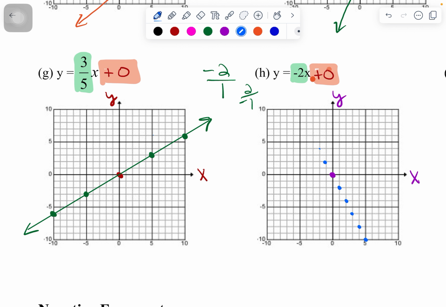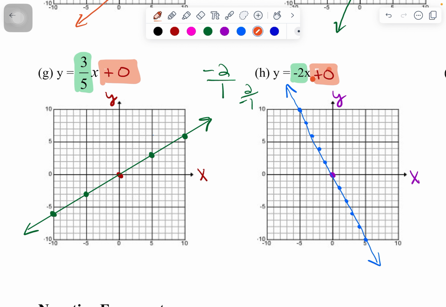For me, because I'm drawing this by hand, I put as many points as possible so that when I play connect the dots, I'm pretty accurate. All right, just to hand sketch that in. Little bit of wobble to the line, but you get the idea of what it looks like. All right, so that's G and H.